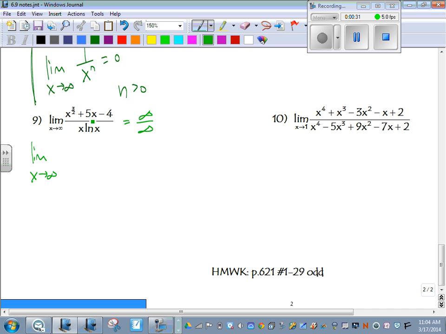Take the derivative of the top. We get 3/2 x to the 1/2 plus 5. On the bottom, we need to use product rule. So we get derivative of x is just 1 times natural log of x plus x times derivative of natural log of x is 1 over x. So we can simplify that a little bit. Top is going to stay the same, 3/2 x to the 1/2 plus 5 all over natural log of x plus 1.